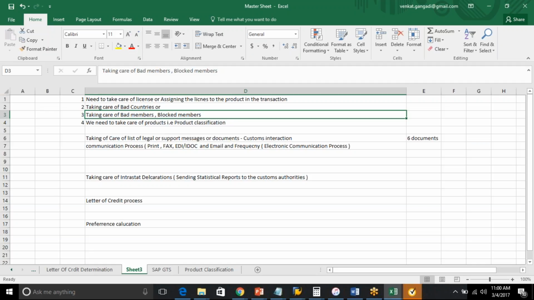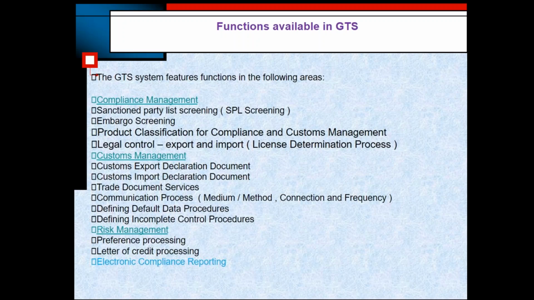Yes. So you need some system or some mechanism to do the mass classification. In order to fulfill that application area, that requirement, that business process, SAP GTS has come up with a concept of product classification process.